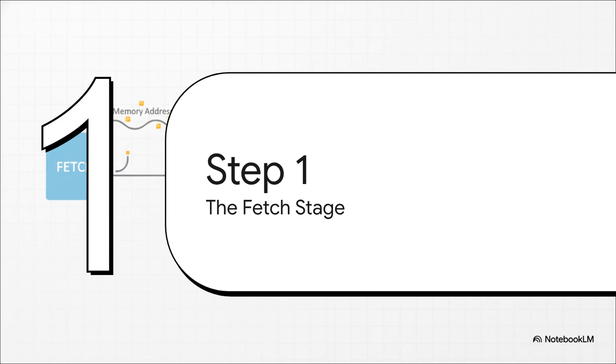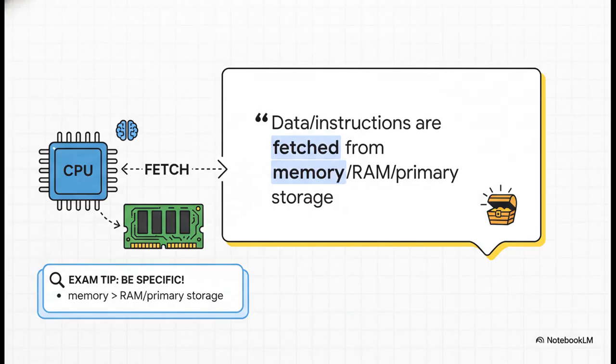But for your exam, what does the official OCR mark scheme say you have to include? And there you have it, straight from the horse's mouth. To get that first point, you need to say that instructions are fetched from memory. And this right here is a golden exam tip. Being specific pays off. Just saying memory is okay, but saying RAM or primary storage is even better. It shows you know what you're talking about.